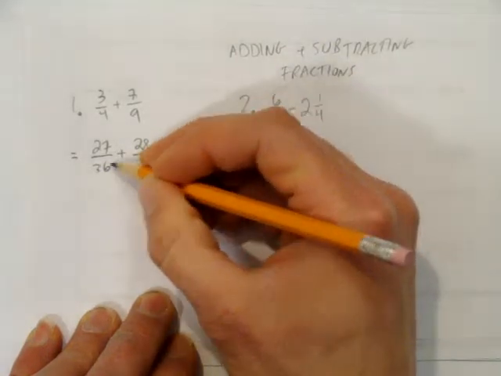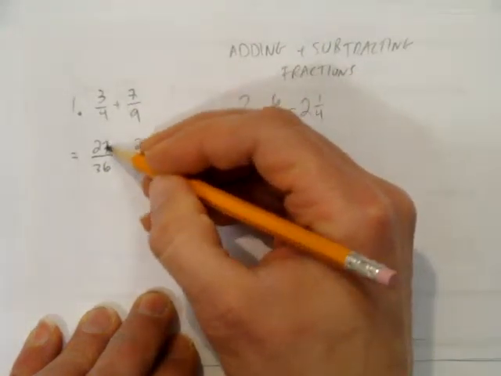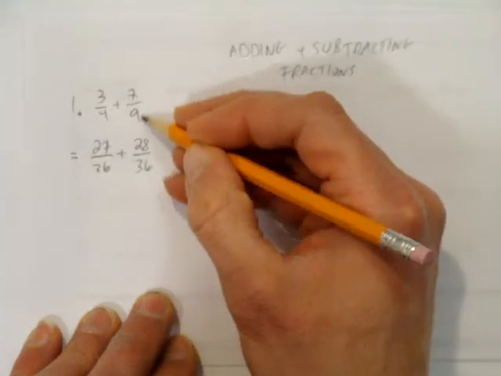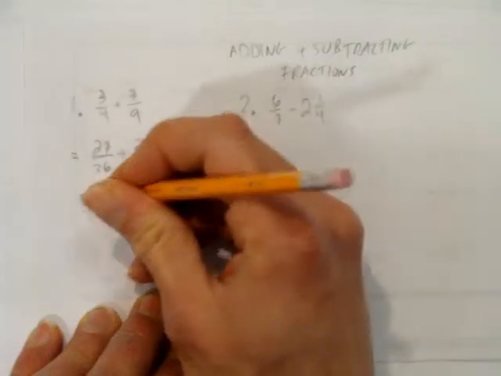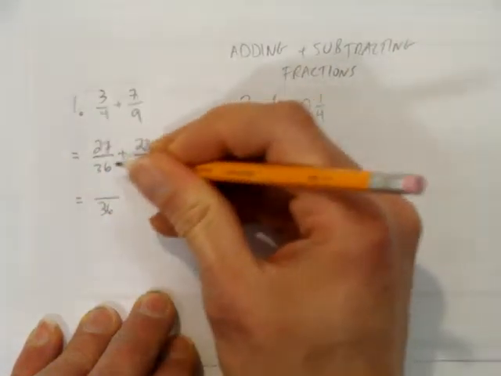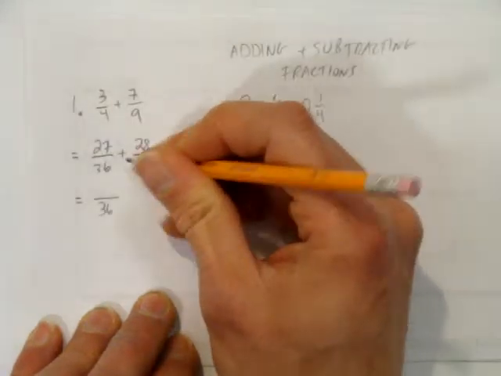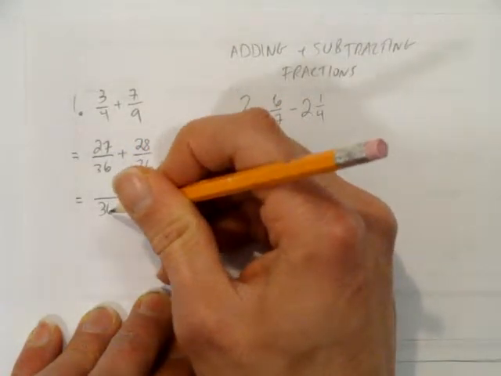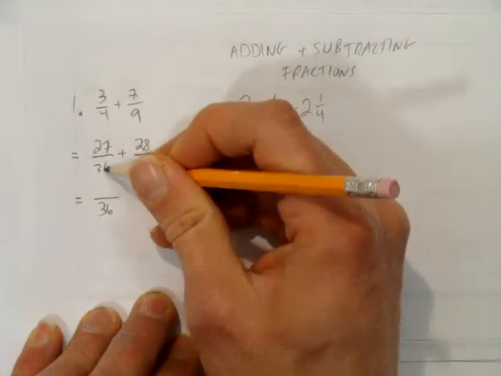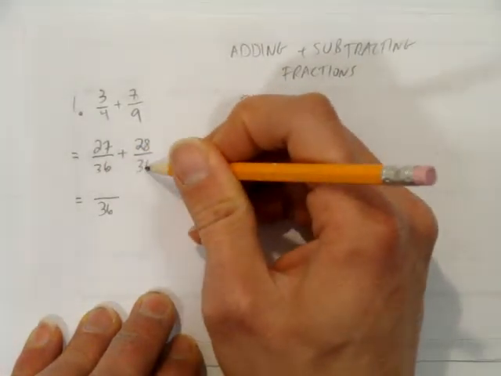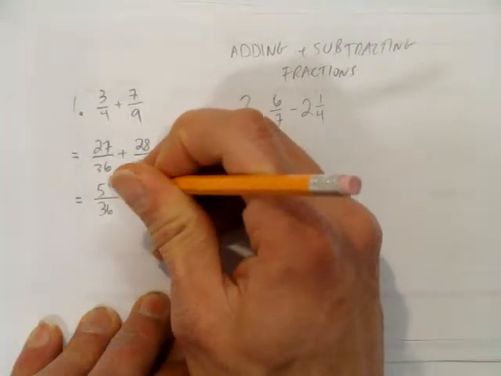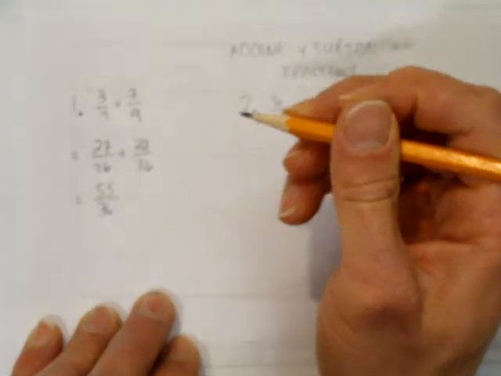First step was get the common denominator. Then we made sure the numerators got multiplied by the same thing. 9 times 4 was 36, so 7 times 4 is 28. Now that we have a common denominator, we can add them together. Only when we have a common denominator can we add together. The denominator stays the same. You never add the denominator. 27 36ths plus 28 36ths. We just add what's on top, and we get 55 36ths.